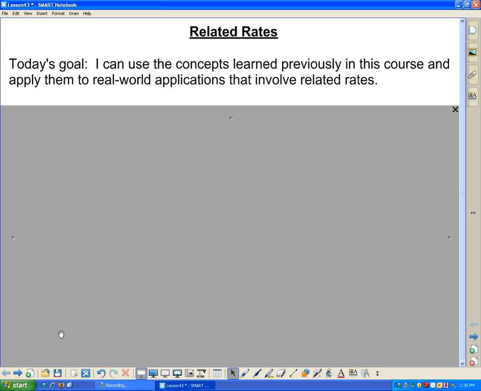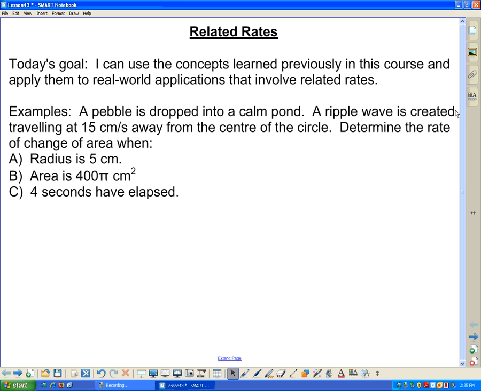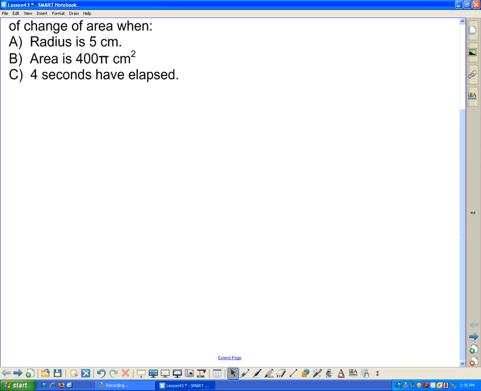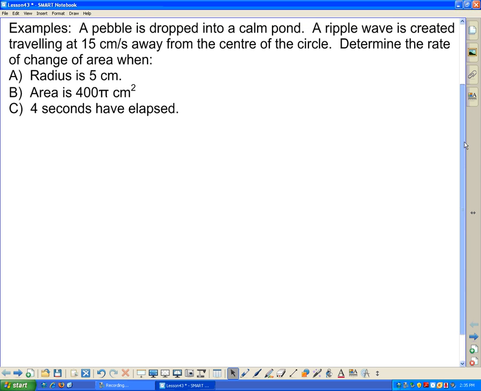So what's the goal for this particular segment of video? I want you to be able to use your previously learned concepts, so that's derivatives, and I want you to apply them where related rates are involved. And related rates are easier shown with an example than trying to put a definition to them. So first example then, jumping right in.